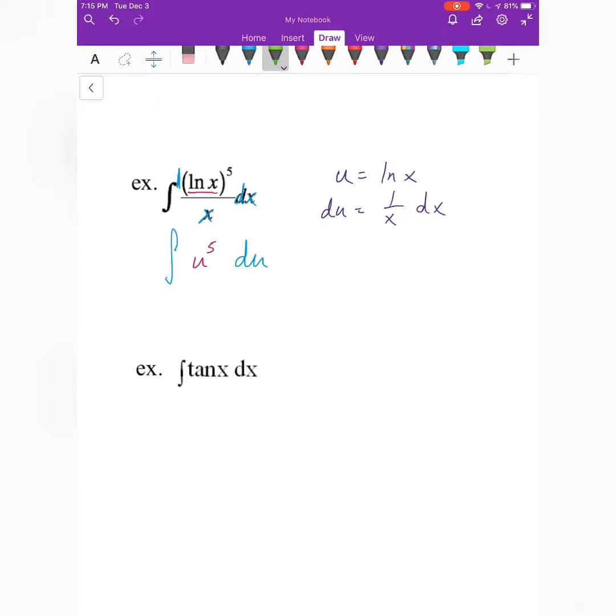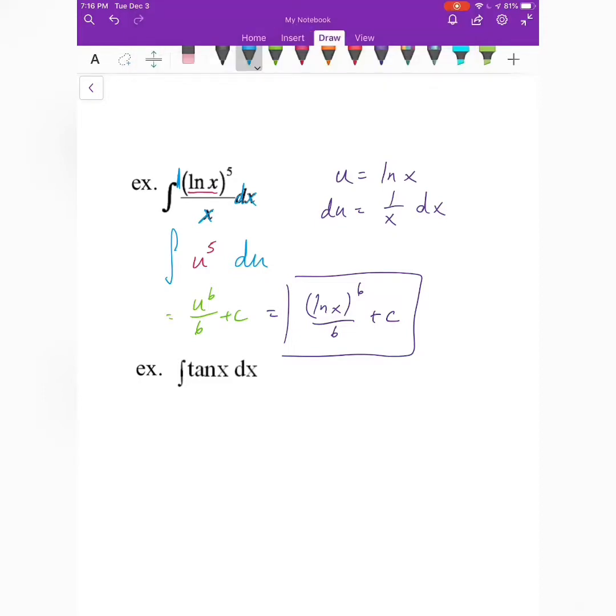So now you actually integrate. So now we use our power rule. So add 1 to the exponent, divide by your new exponent, plus c, right? And all there is to do is just put your u back in. So now you got ln of x to the 6th over 6 plus c. And there's your answer.